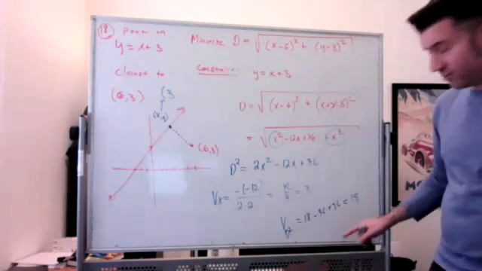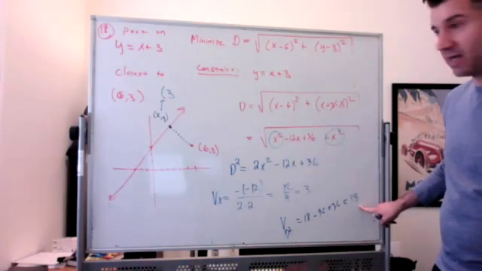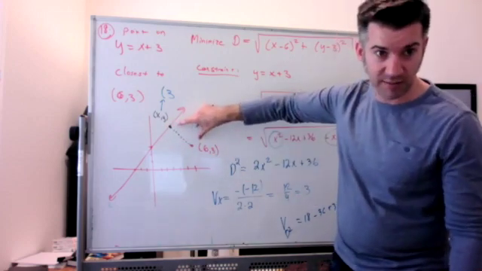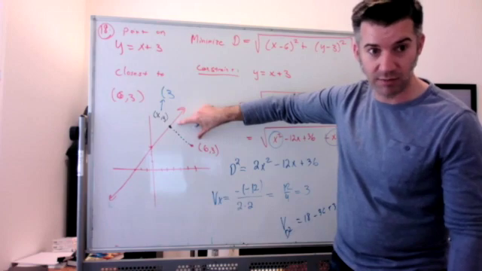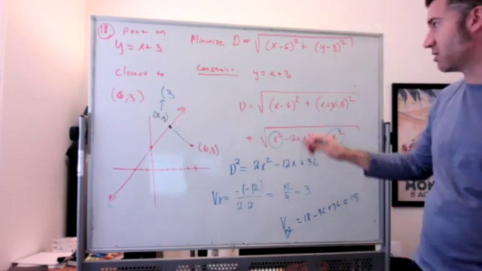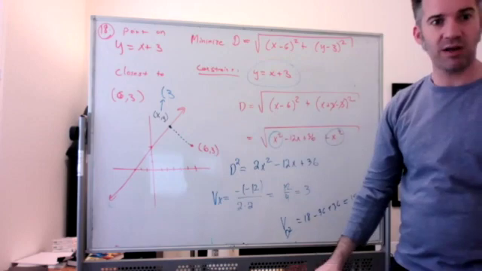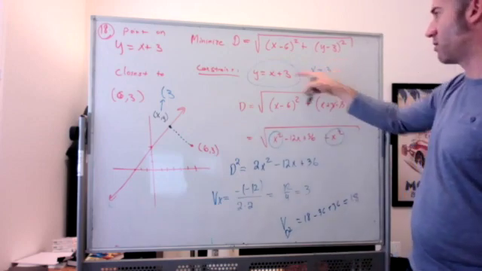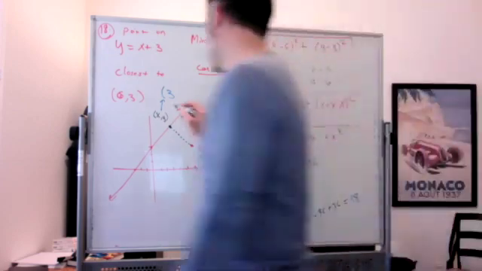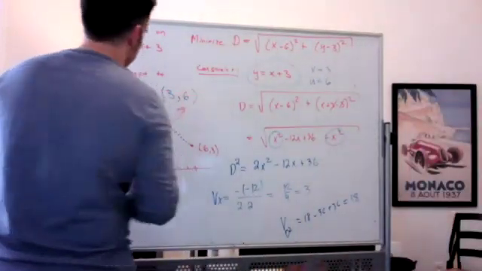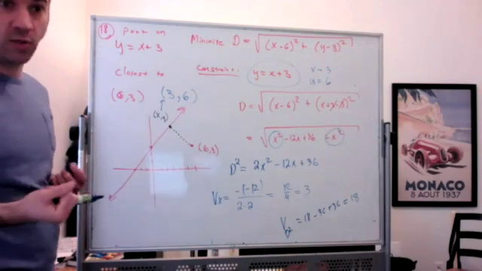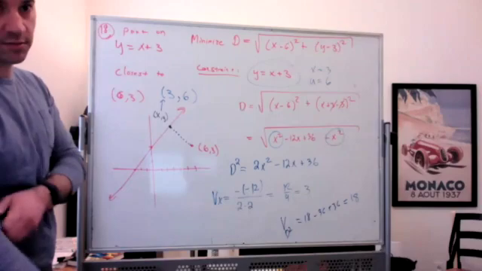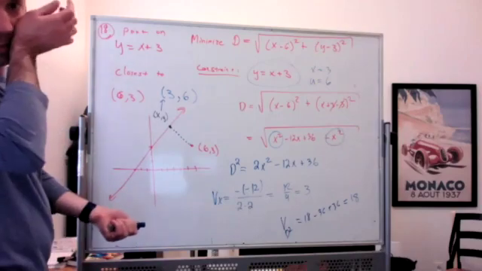So I want to point out 18 is not the y coordinate, it's the square of the distance of the closest point. The y coordinate we get by just using the constraint. If x is 3, y is going to be 3 plus 3, which is 6. So our closest point is 3 comma 6. And that's it.